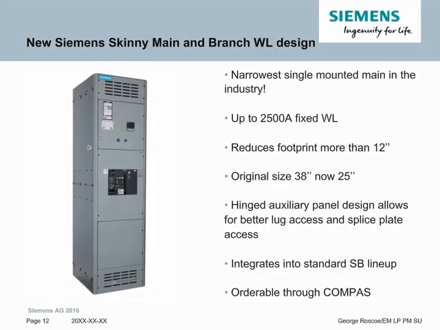One of the newest products launched is the Siemens Skinny Main and Branch WL design. It's the narrowest single-mounted power circuit breaker in the industry. This design includes up to 2,500 amp fixed WL circuit breakers. It reduces the footprint by more than 12 inches. The original size was 38 inches, it's now 25 inches. This design also includes the hinged auxiliary panel that allows better lug access and splice plates for accessories. It integrates in any standard SP lineup and is now orderable through Compass.